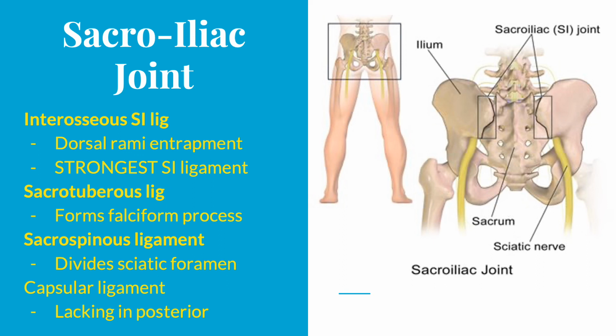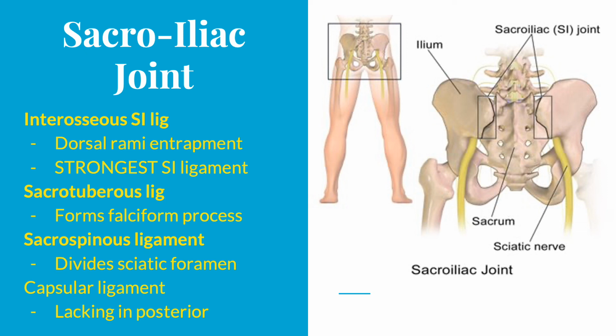All right, then we've got to hit all of the important ligaments. From that page 209, you want to know that the interosseous SI ligament is the strongest SI ligament, which we have talked about before. You also want to know that the dorsal rami passes between the layers of that ligament, so that super strong interosseous ligament could be involved in nerve entrapment. Obviously, you want to know that.